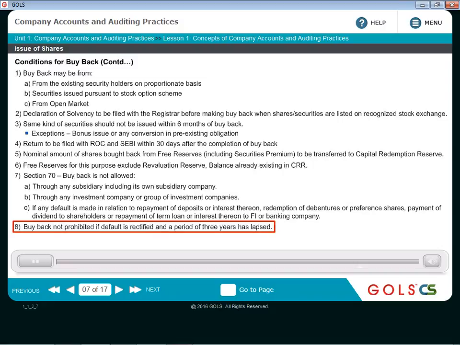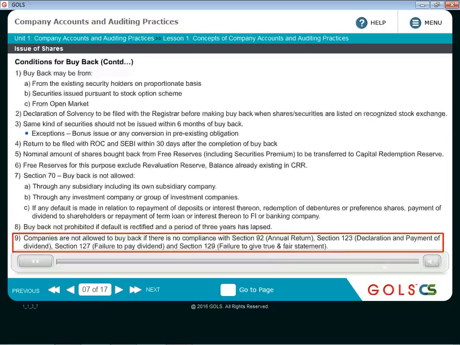Buyback is not prohibited if the default is rectified and a period of 3 years has lapsed. So if at all that default has happened, it is rectified by the company, and a period of 3 years has lapsed, then the buyback is not prohibited. It is not only necessary that the default is rectified, there shouldn't have been a default in the last 3 years. That is what the condition says: it is rectified, 3 years have passed, and after that the buyback can happen.